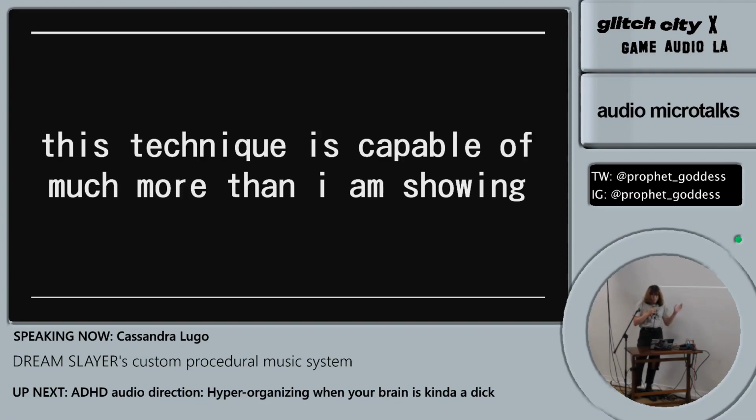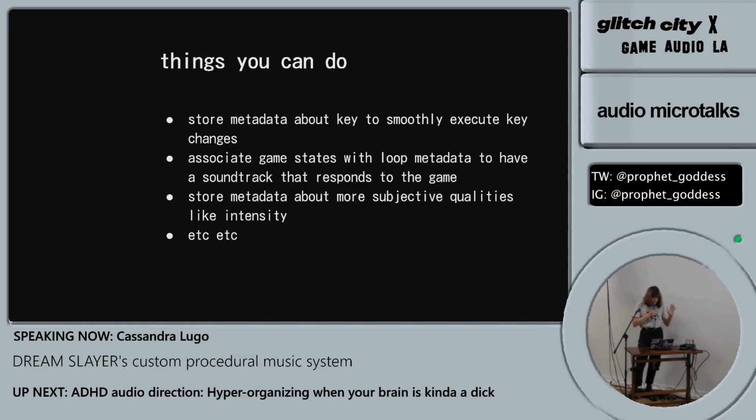Dreamslayer was a really simple game. I made it in like 6 months. I only scratched the surface of what's possible with this technique. So you can do all sorts of stuff. You can store metadata about, like, the key to do smooth key changes and stuff like that. You can associate different characters or enemy types with specific loops or types of loops for automatic leitmotifs, which is sick.